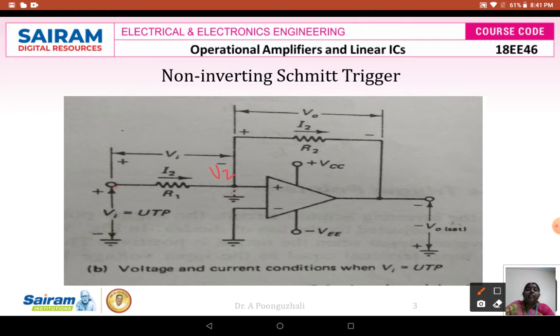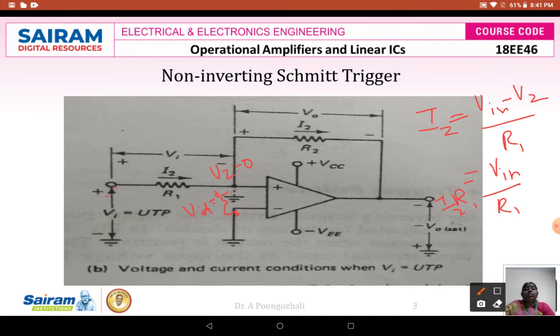Here if I write my KVL, what is my I2 current? I2 is the current flowing from the input terminal to V2, so that is equivalent to Vin minus V2 divided by the resistance R1. We know that the differential input voltage VID should be 0. For VID to be 0, the voltage at the inverting terminal is 0, which means the voltage at this point is also 0. So V2 is 0, and your I2 is nothing but Vin by R1. So Vin is nothing but I2 into R1.